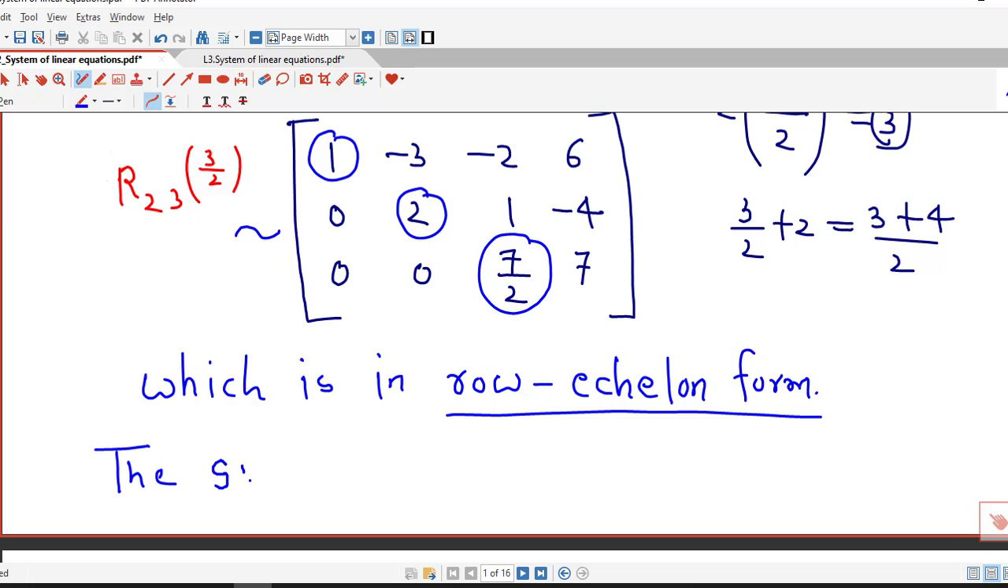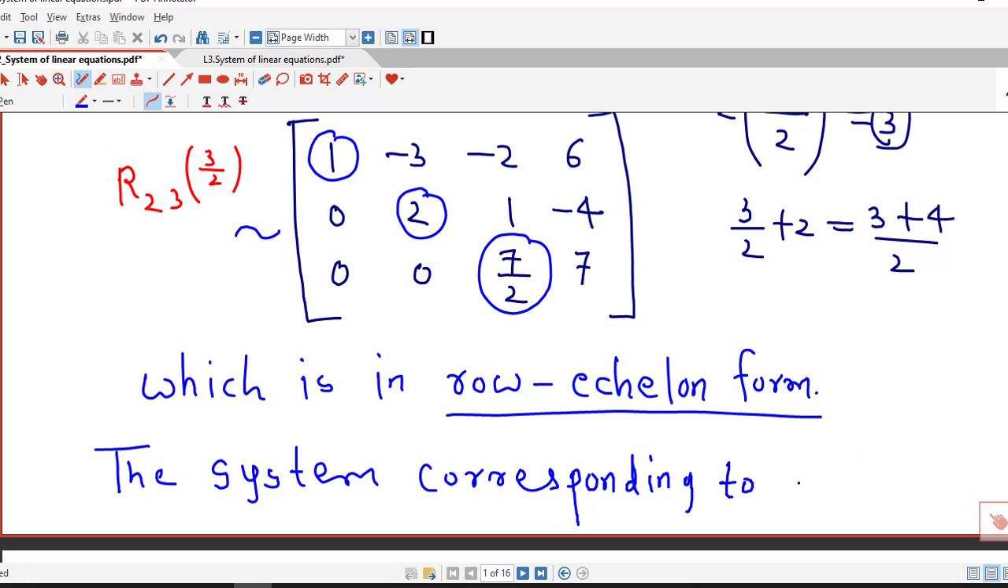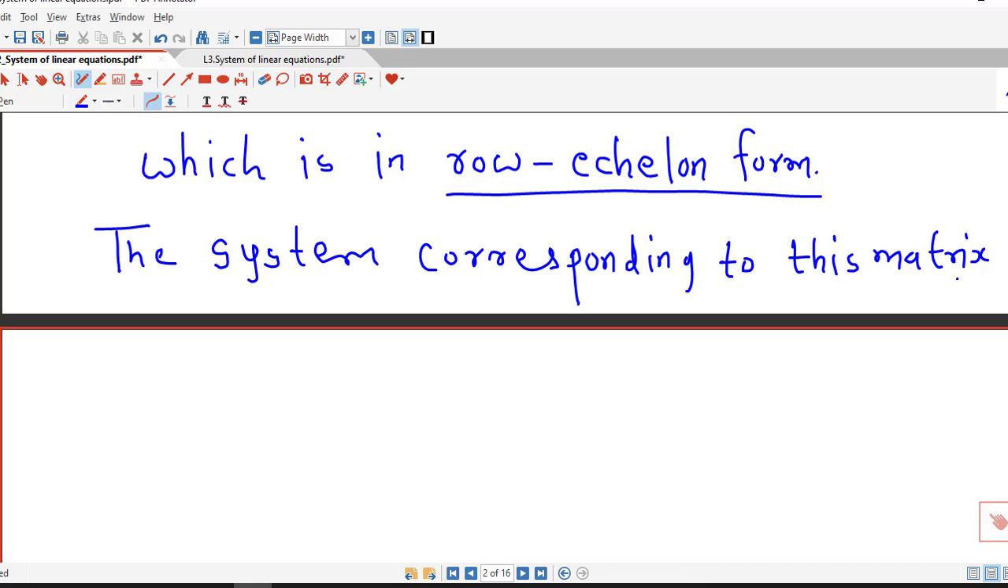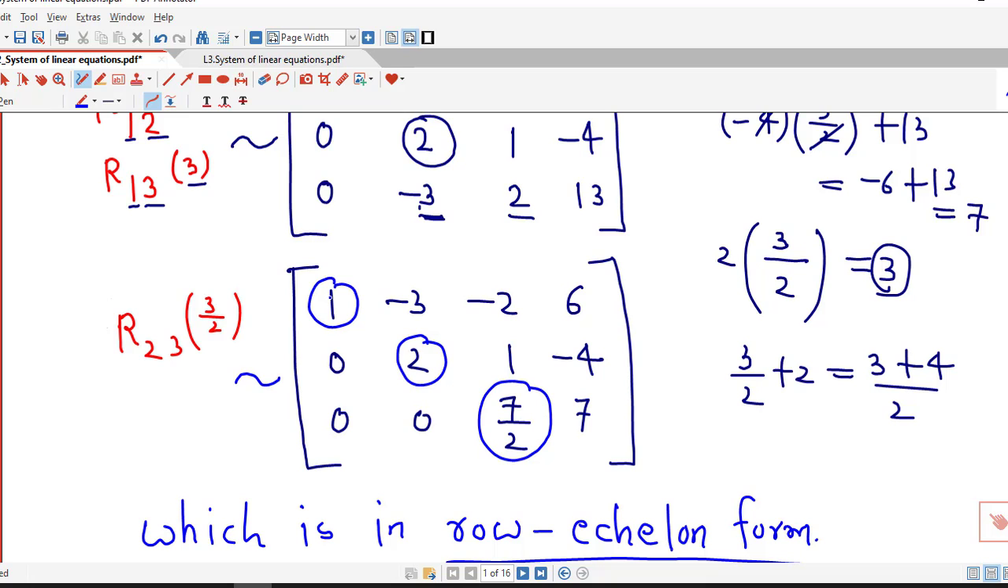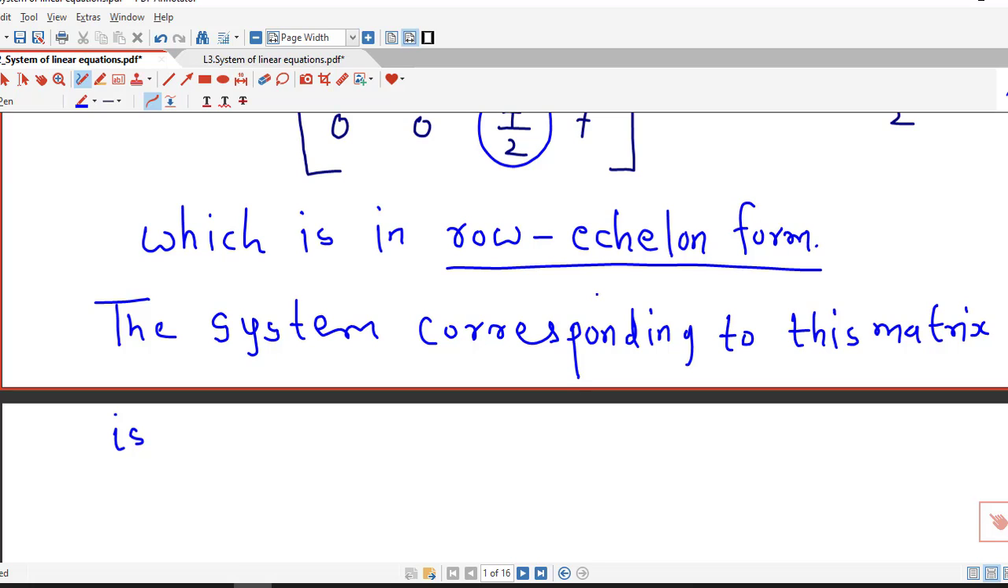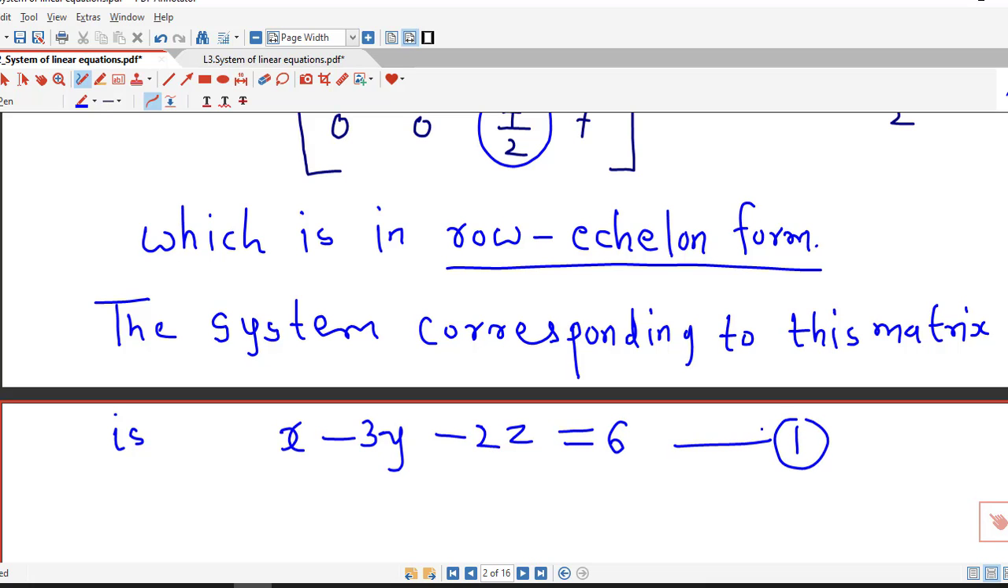So the system corresponding to this matrix which is in row echelon form is, so the first row is x minus 3y minus 2z equal to 6. We give this number 1.